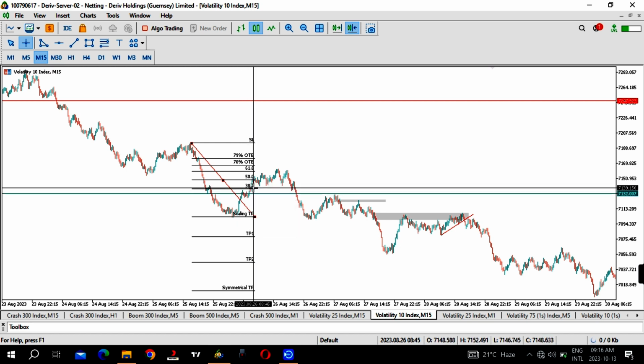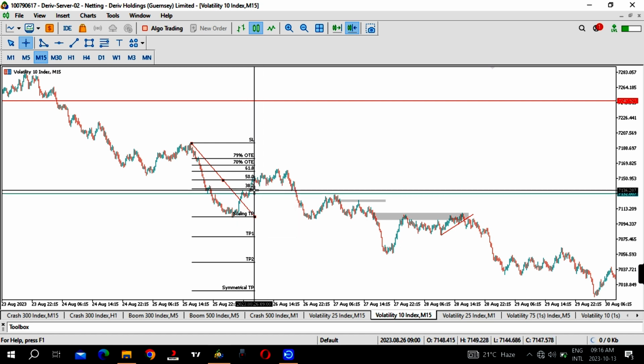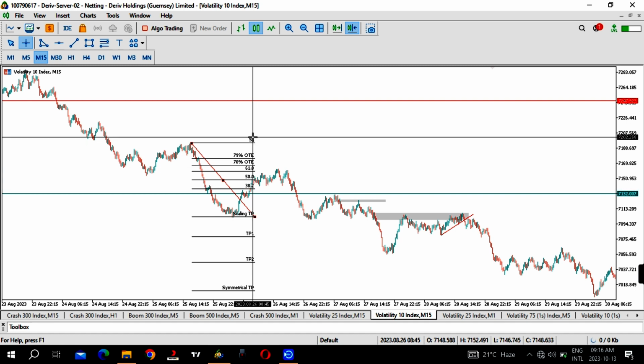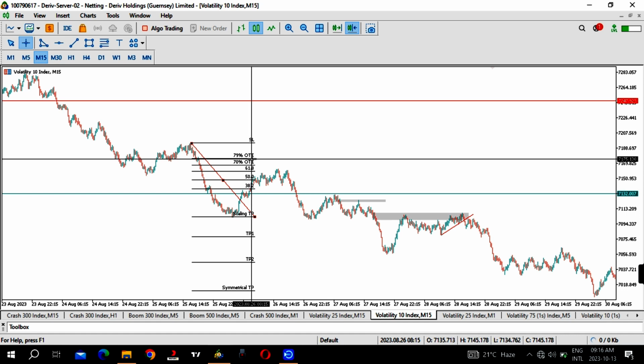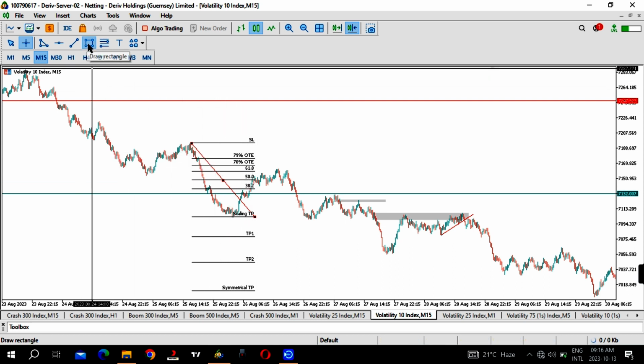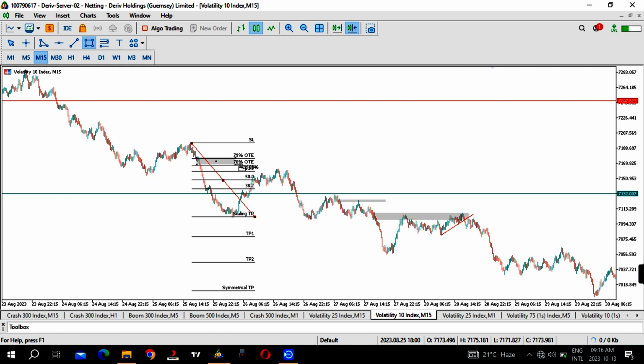So as you can see, if you enter here and it hits your stop loss, see where your stop loss is and see where you entered. So that's why the 79% OTE is the best. Because if you enter somewhere in this region, this order block over here, so if we were to mark our order block, it would be this last green candle over here.